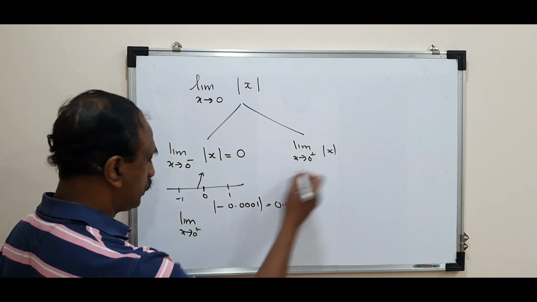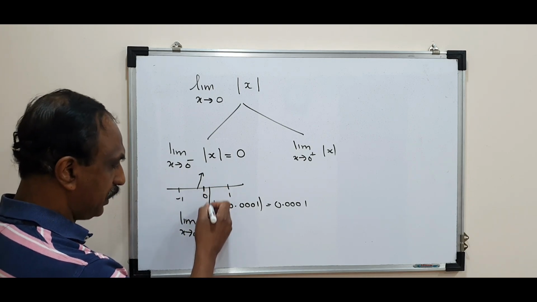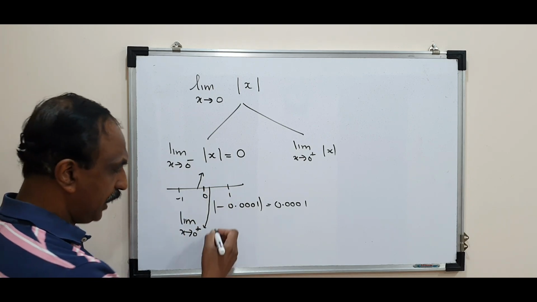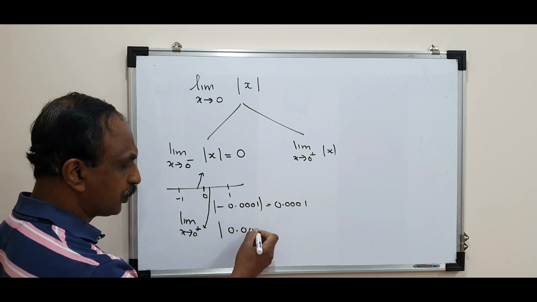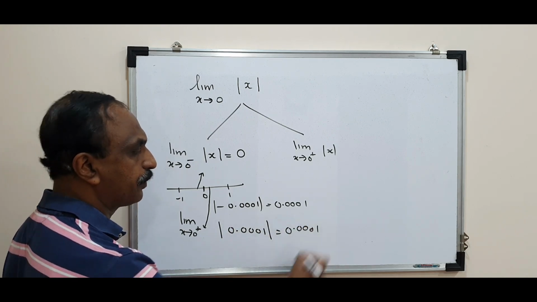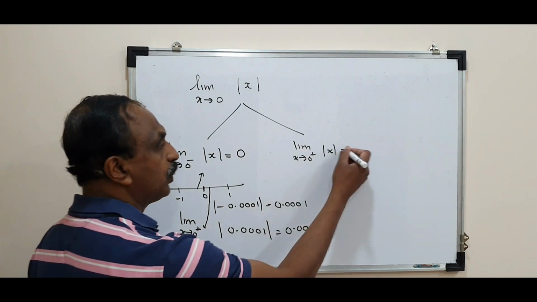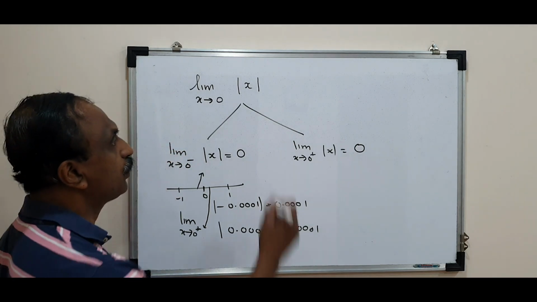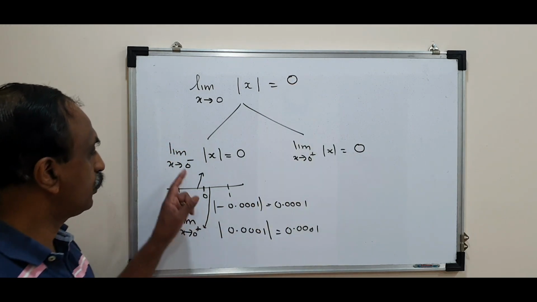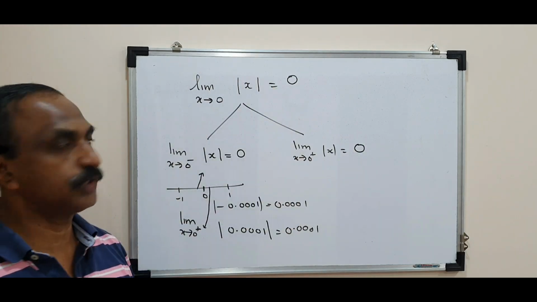If suppose x is tending to 0 plus, limit x tending to 0 plus, that means I'll get modulus of 0.0001. I'll get the same number 0.0001. Positive, any positive number's modulus is that number itself. So this also will tend to 0. So my conclusion is limit x tending to 0 minus is 0, limit x tending to 0 plus is also 0, hence my answer is 0.